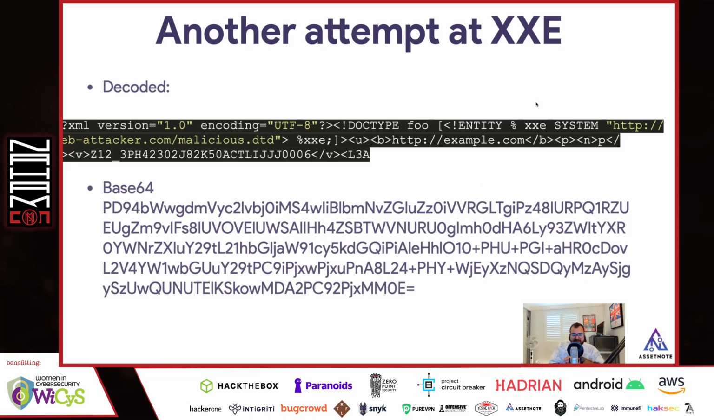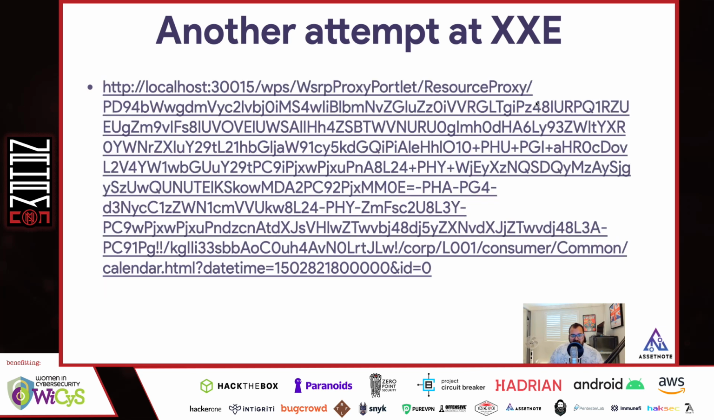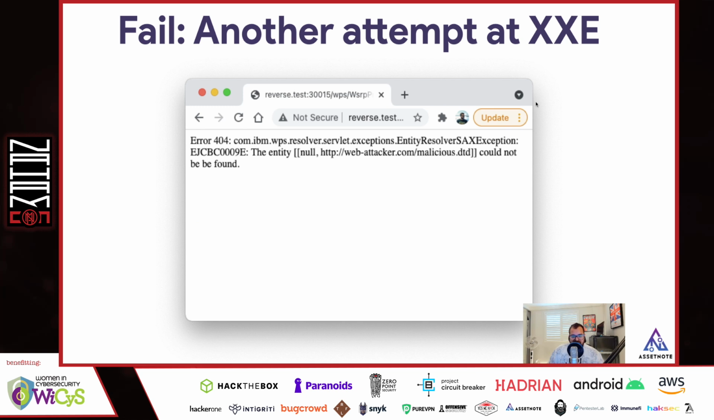We had another attempt at XXE, so we tried crafting a payload like this and base64ing it, and then we tried hitting this resource proxy portlet, which takes in XML as a base64, and we thought maybe we can get XXE this way. This was obviously found by auditing the source code, and what we found was ultimately it was well protected against XXE. None of the DTDs were being resolved, and we weren't able to successfully achieve XXE.